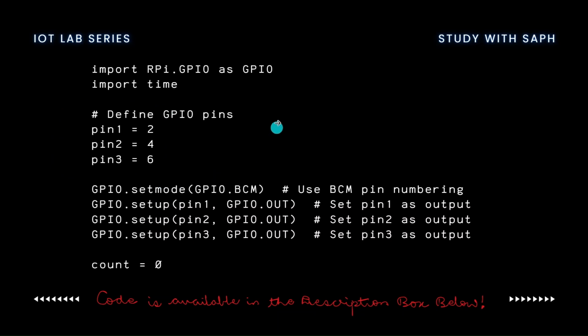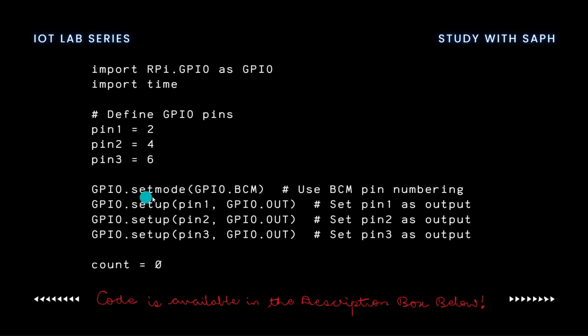The next part of the code, we are defining the GPIO pins. We're using 3 GPIO pins for 3 bits, and we'll be using the variables pin1, pin2, pin3 respectively. These numbers can be any number of your choice as per the pin diagram. I have selected 2, 4, 6.